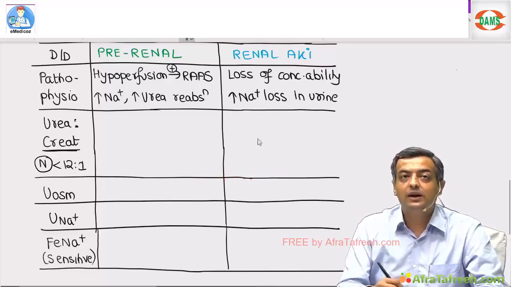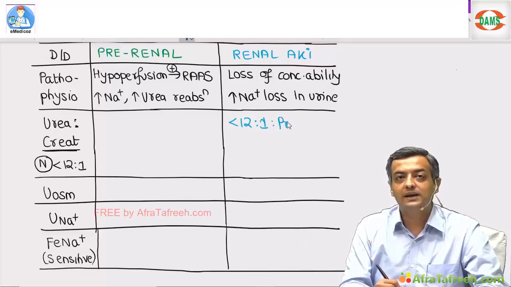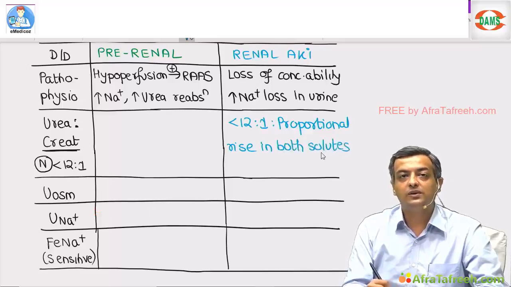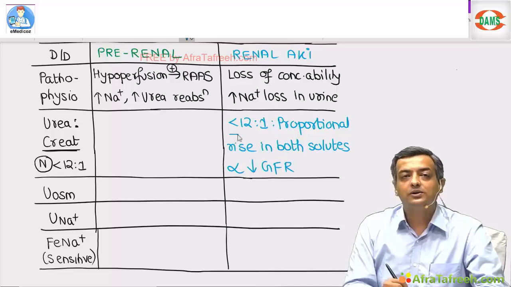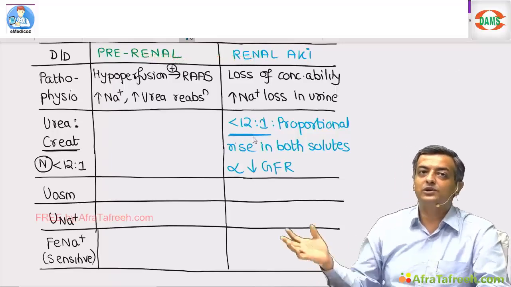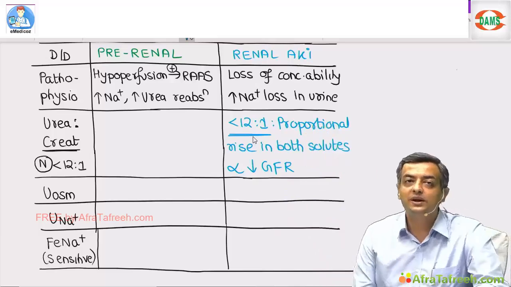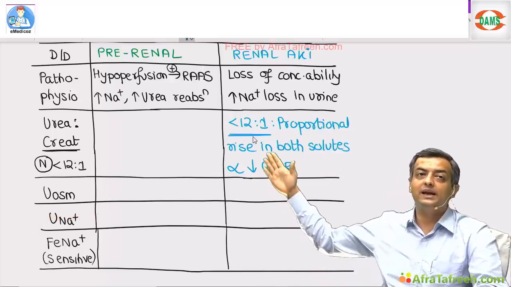So the ratio remains normal, less than 12:1, because there is a proportional rise in both the solutes, which is proportional to the decrease in the GFR. So the rise is proportional. Urea also 20% बढ़ गया, creat also 20% बढ़ गया. So if you divide, the 20 goes off, and you get a proportional value. So the ratio remains normal in renal AKI.